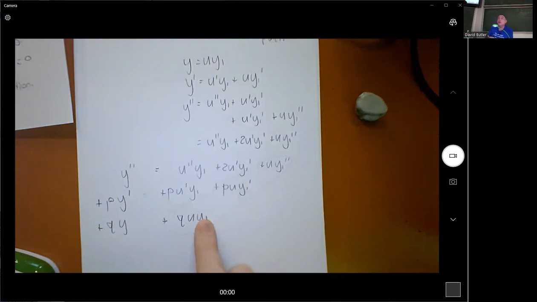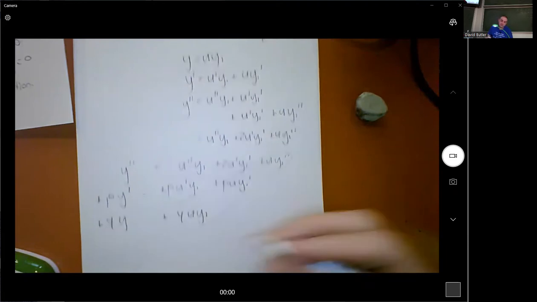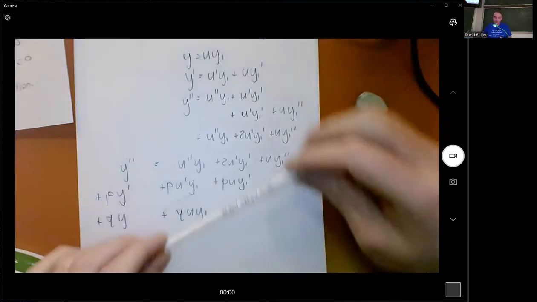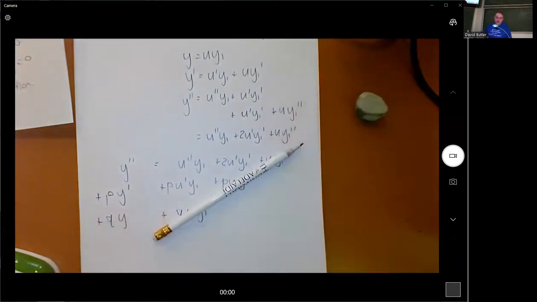And that, therefore, is 0. So that's good. This bit's 0. Nice. That's why it works. And this bit, not so good. Not feeling good about this.